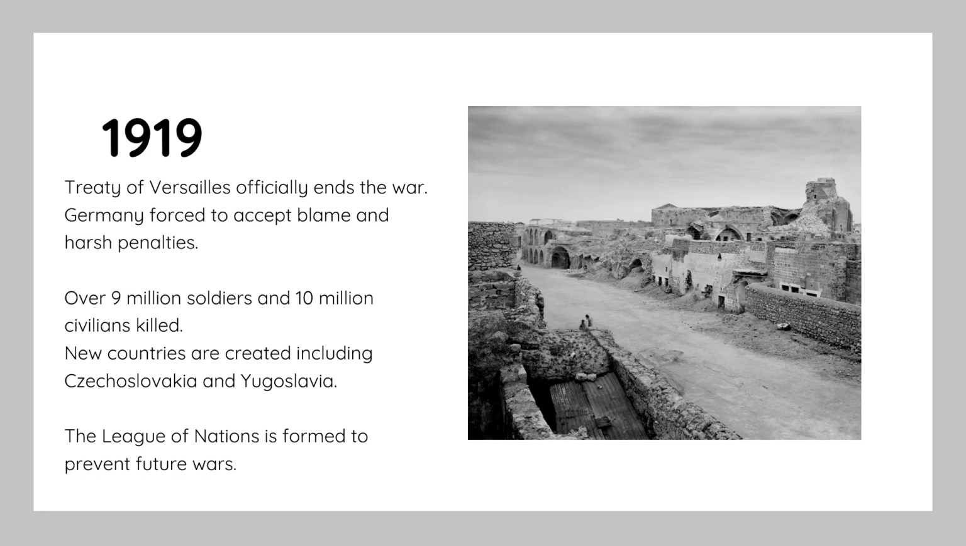Germany was forced to accept blame for the war and pay heavy penalties. Millions of soldiers and civilians had died. New countries were created. The League of Nations was formed to try to keep peace, but the treaty's harsh punishment of Germany later helped fuel anger that led to World War II.